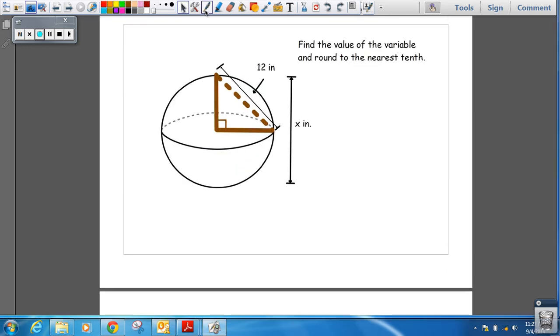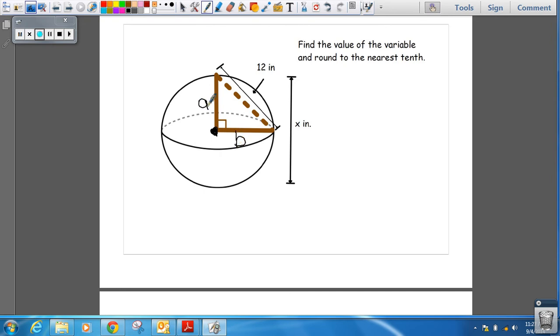Okay, here is one with a sphere. It says find the value of the variable and round to the nearest tenth. We want to know basically the whole height of the sphere. Well, if this is the center, this would represent half the height. And this would be half the height as well, because remember the sphere, the radius are always the same length. So here is our A and here is our B.